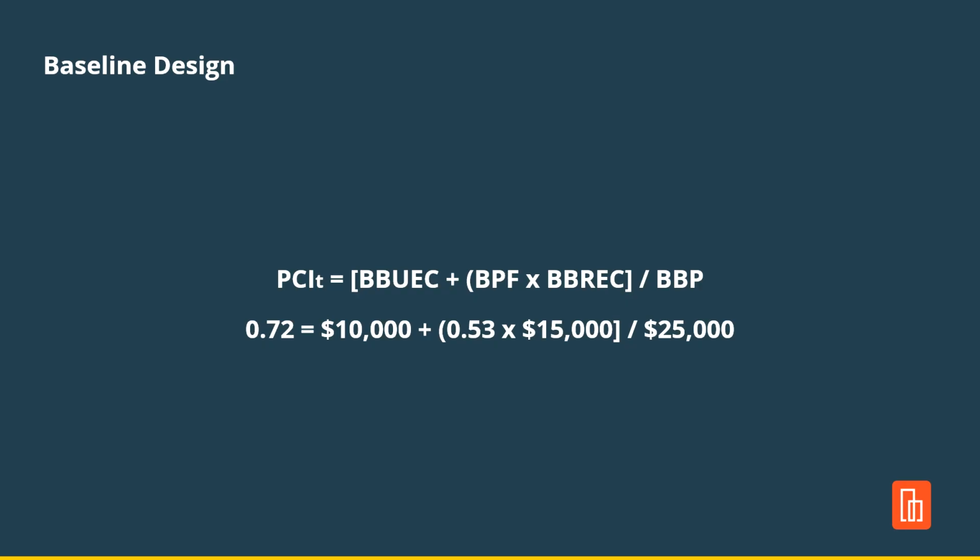Here's an example where the baseline building's unregulated energy cost is $10,000. The performance factor is 0.53. The regulated energy cost is 15K, and the baseline building performance in this case is 25K. This gives us a performance cost index target of 0.72. This is the bit that the baseline building that we need to beat, that we need to surpass. Okay, we need to be better than this value here.